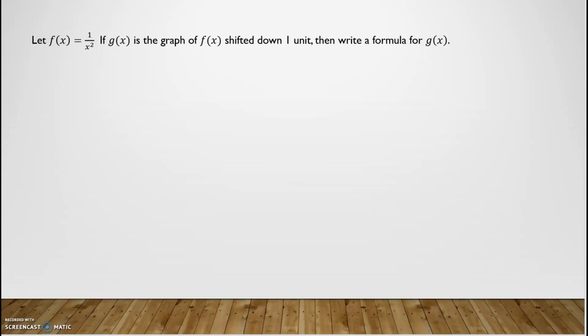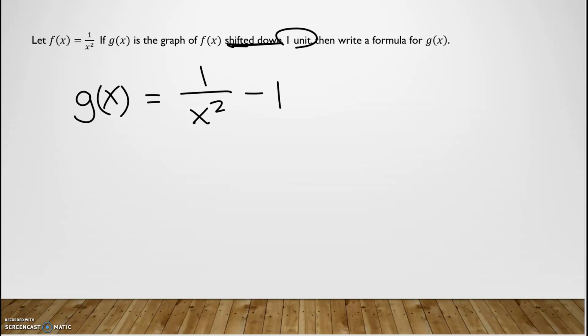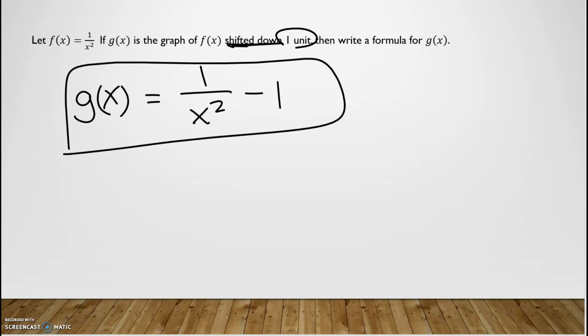Now let's look at this. Let f of x equal 1 over x squared. If g of x is a graph of f of x shifted down 1 unit, then write a formula for g of x. Okay, so g of x is equal to 1 over x squared minus 1, since we shifted down as a vertical shift, 1 unit, so minus 1. So there's our formula for that.